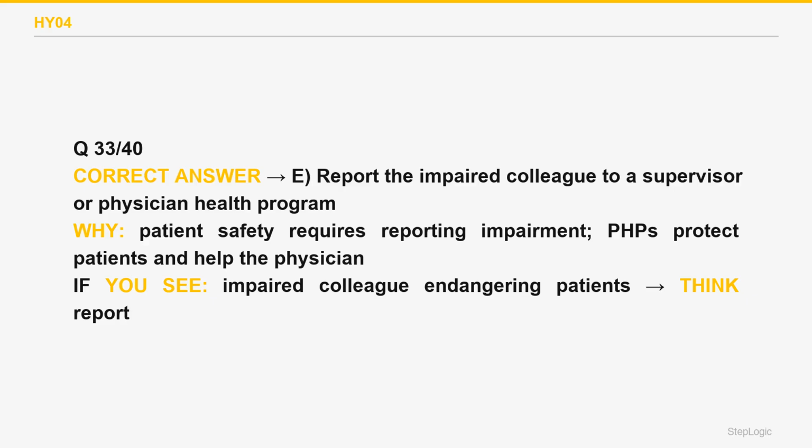Ignoring it to protect the colleague leaves patients exposed to a demonstrably unsafe physician, violating the duty to patients. Choice wrong. Waiting until a patient is actually harmed abandons the preventive purpose of reporting impairment. Choice C, wrong. Report the impaired colleague to a supervisor or physician health program.